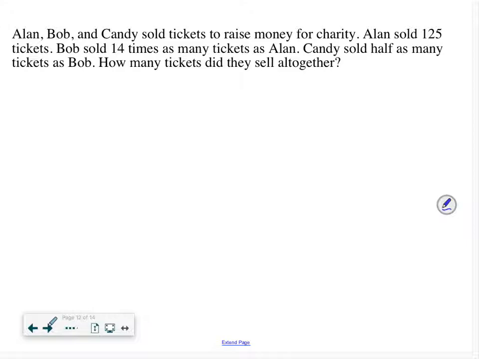All right, the next problem is Alan, Bob, and Candy sold tickets to raise money for charity. Alan sold 125 tickets. Bob sold 14 times as many tickets as Alan. That's a lot. Candy sold half as many tickets as Bob. How many tickets did they sell altogether?